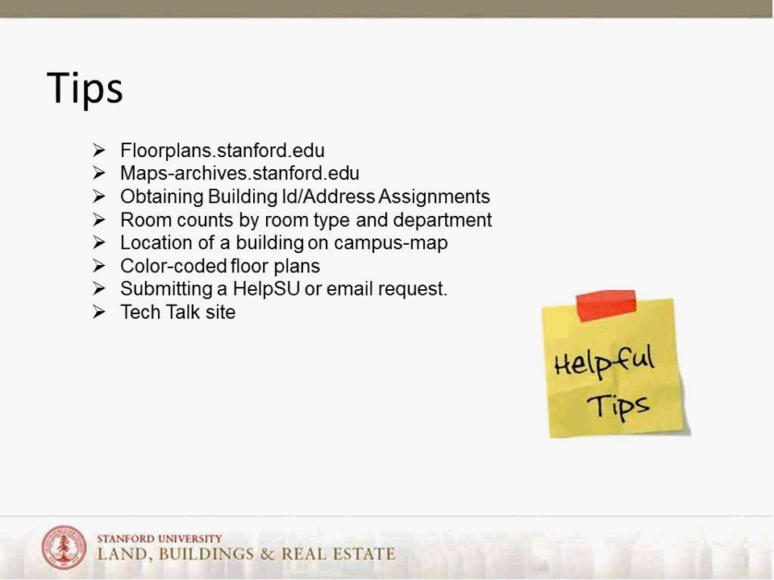Pretty obvious is the building ID and address assignments. You can get that. Room counts by room types and departments. If you want to know how many restrooms or labs there are, you can get that. You can find the location of the building on the campus map, color-coded floor plans. I'm going to touch on that, as well as room occupants, showing who's sitting where. That's updated by the departments, not always as they move, so the accuracy of that should be questionable if you ever want to use that. And I mentioned this already, the submittal of the Help SU and email.